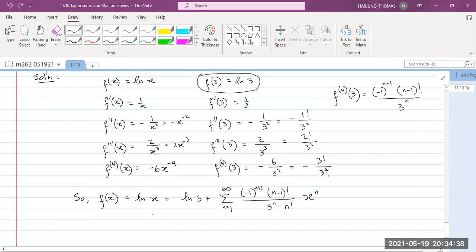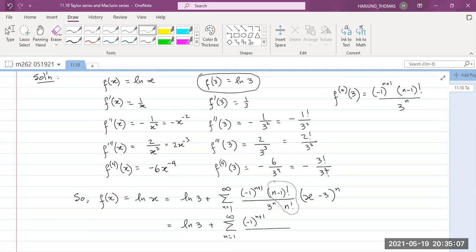Okay, but we can simplify a little bit. ln x around 3 will be, oh, you know what? I made a mistake here. It should be x minus 3 to the n. So that will be ln 3 plus the infinite sum from 1 to infinity of negative 1 to the n plus 1, and then the factorials cancel, becoming only n on the denominator, over 3 to the n, times x minus 3 to the n.